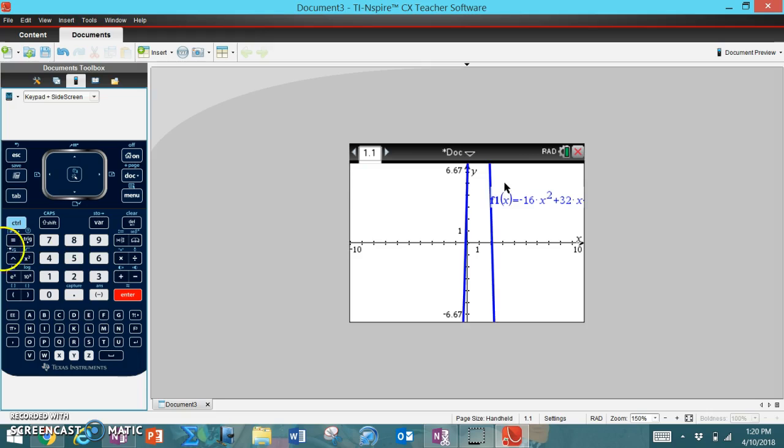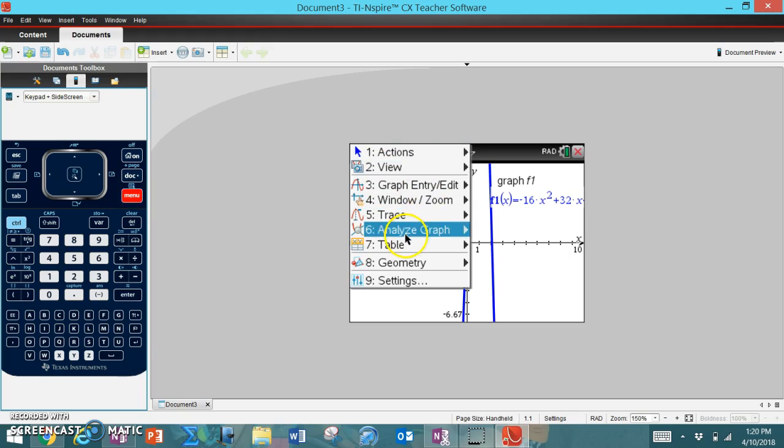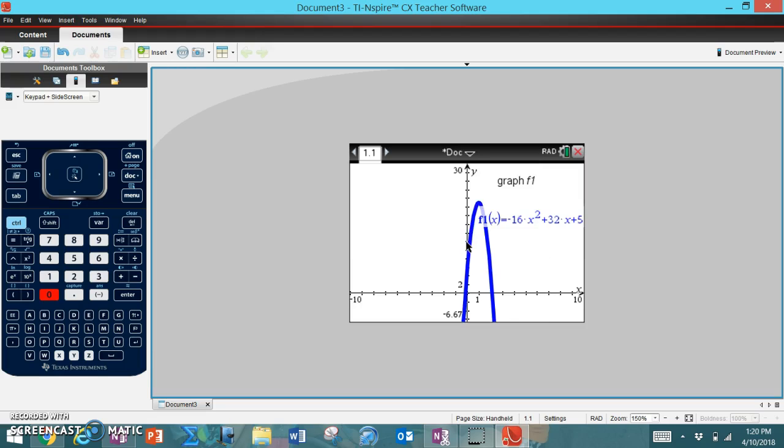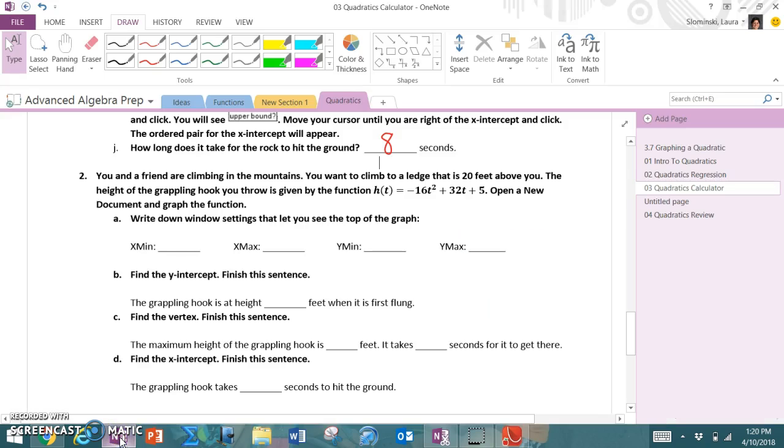plus 32x plus 5. I hit enter. Again, I can't see the top of the graph. So to change the window, I go Menu, Window Zoom, Window Settings. Again, I'm okay with the X's because I can see both sides. The minimum's okay, but I can't see the top, so I said, okay, let's go to 30. That gives me an okay picture. So again, what I had here is negative 10, 10. I kept it as the negative 6.7, and I went up to 30.